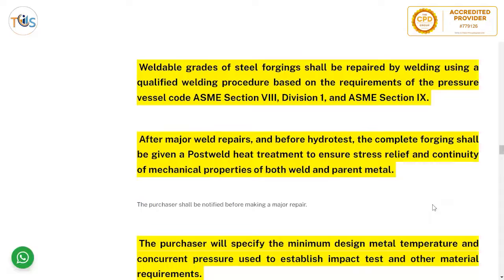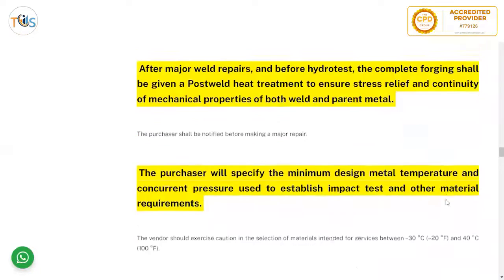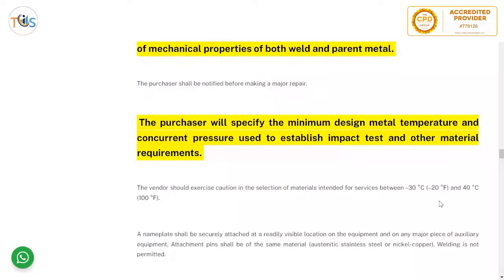Weldable grades of steel forging shall be repaired by welding using a qualified welding procedure based on the requirements of ASME Section 8 Division 1 and ASME Section 9. All major weld repairs shall be done before the hydro test. The complete forging shall be given a post-weld heat treatment to ensure stress relief. So if you have a major weld repair, it is post-weld heat treated to stress relieve it. And the purchaser shall be notified before making a major repair.